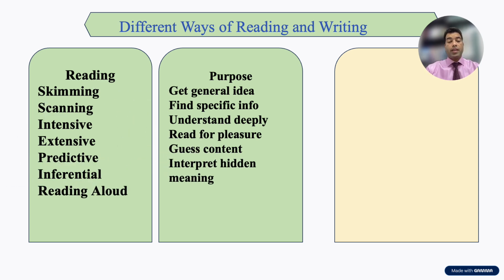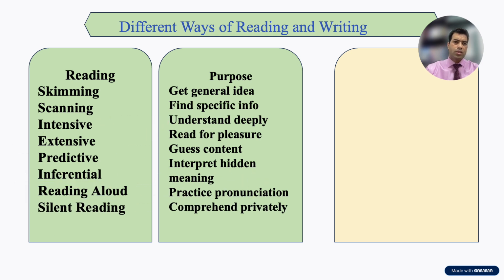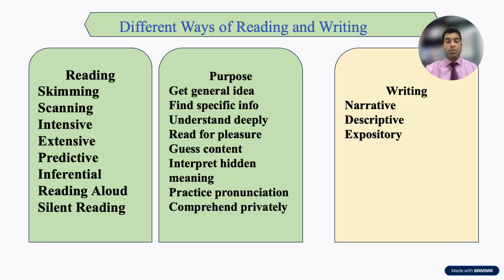text. Then reading aloud is also one way of reading. This way it helps students understand word pronunciation and enables them to pronounce words correctly. And silent reading is where students read in their own way, so they can comprehend the text privately. The next is writing. The purposes of writing are different kinds of writing, like narrative writing, telling stories; descriptive writing, describing a picture, video, story, or scene, just to describe something clearly.